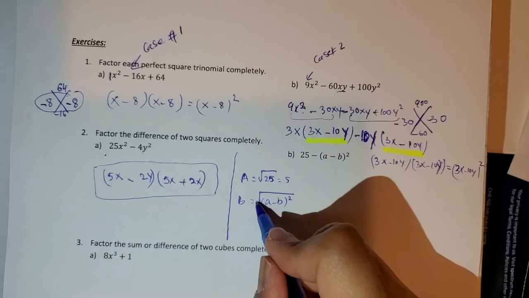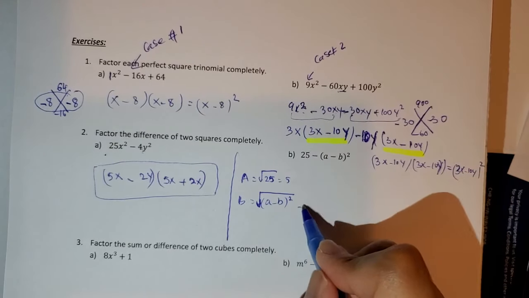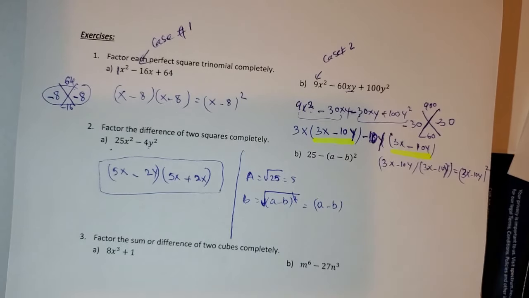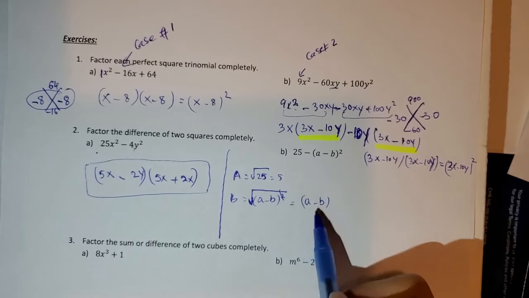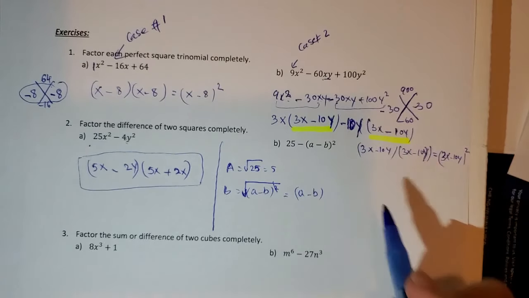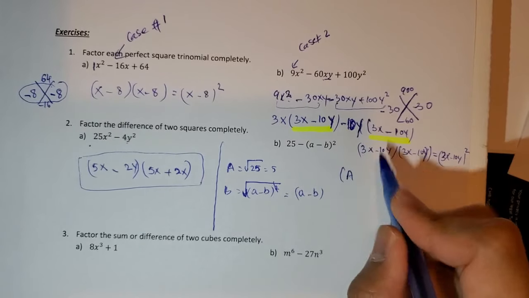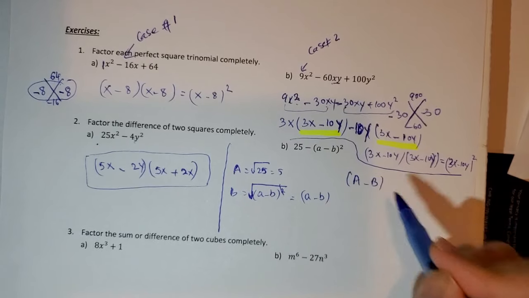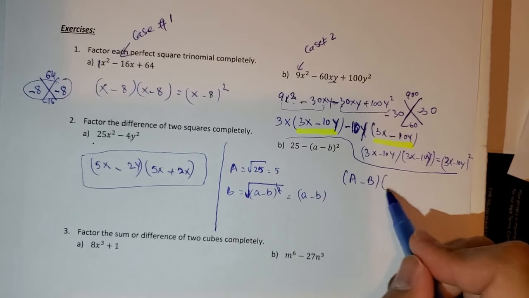The whole thing square, so that it should give me a minus b, because that one crosses out. Okay, so that's my a, that's my b. So based on the formula, I should have a minus b. Let me write it down. The difference of two squares, right? And a plus b.